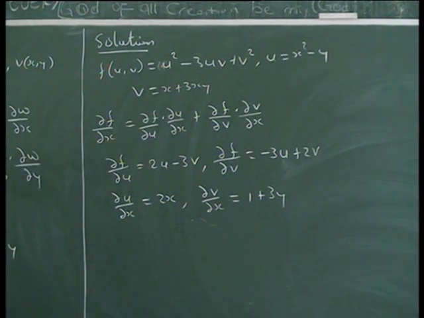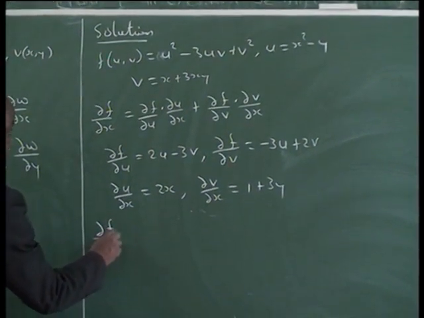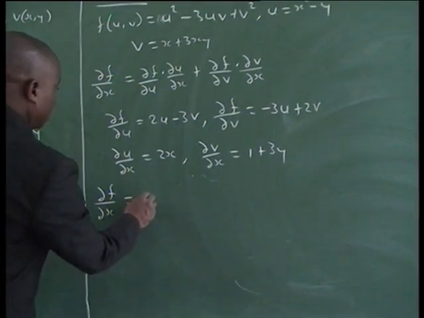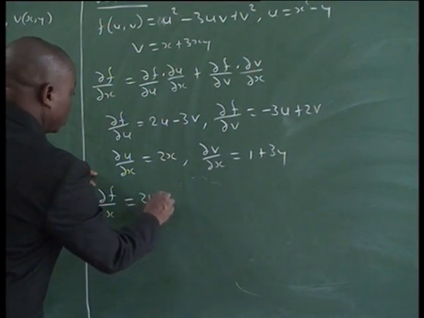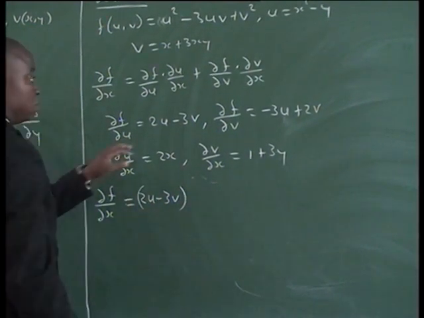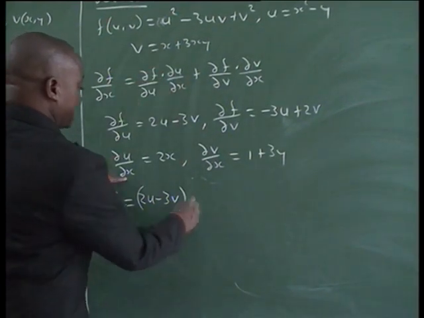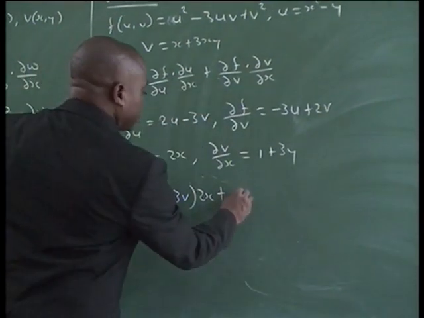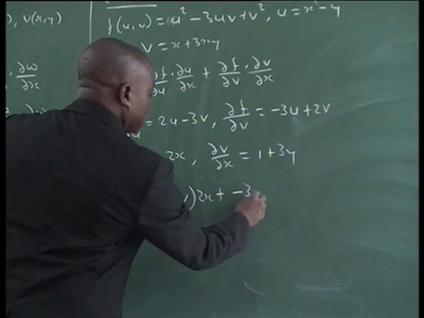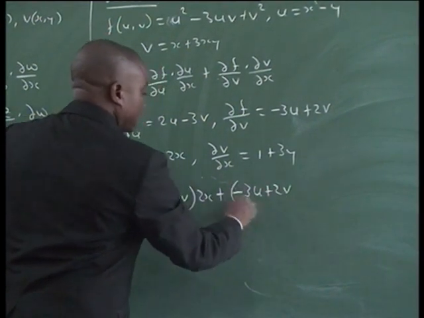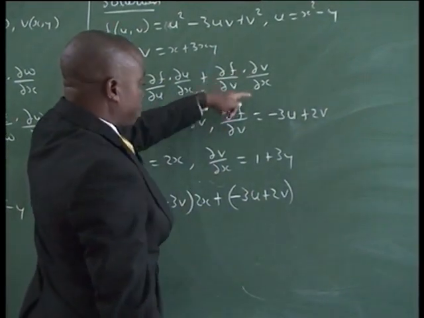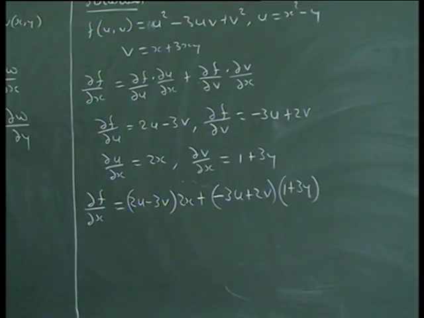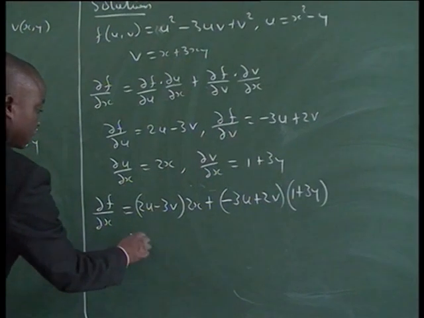Yes, 1 plus 3y. So partial f partial x will be equal to partial f partial u, which is 2u minus 3v, times partial u partial x, which is 2x, plus partial f partial v, which is minus 3u plus 2v, then times partial v partial x, which is 1 plus 3y.